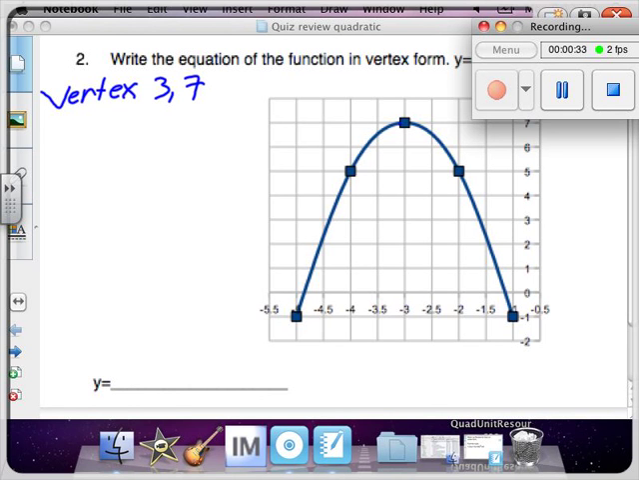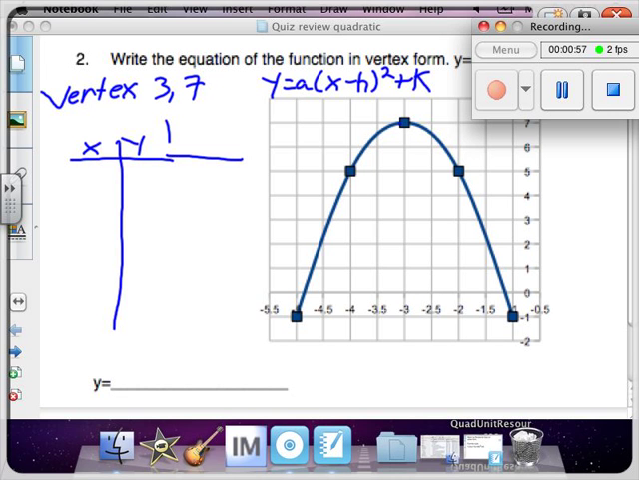Okay, so let's make a table using this information. Why am I making a table? We know we've got to put it into the function y equals a times x minus h squared plus k, right? I've got h and k. What am I trying to find when I make a table? I'm trying to find a. So we've got to have x and y, the first differences, and the second differences.